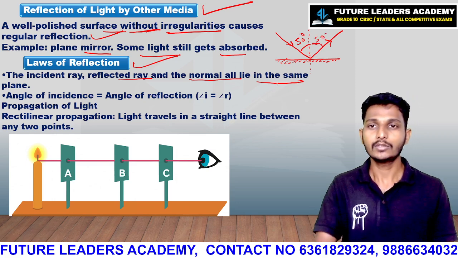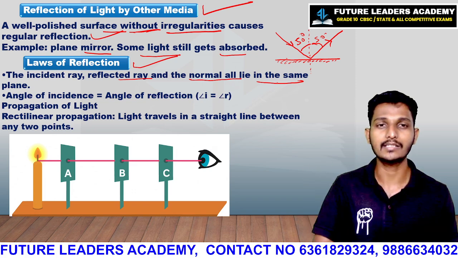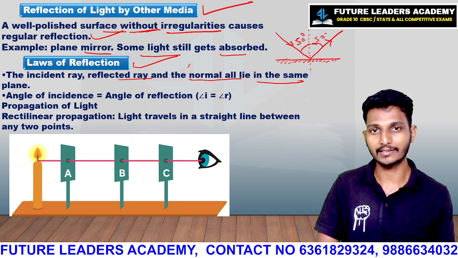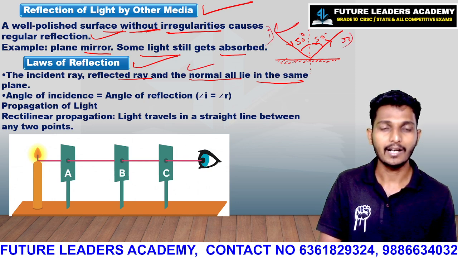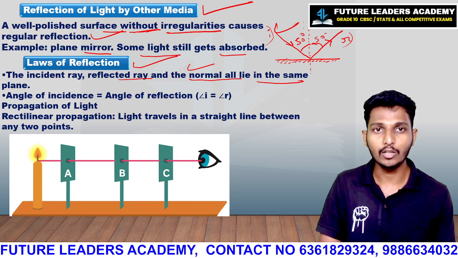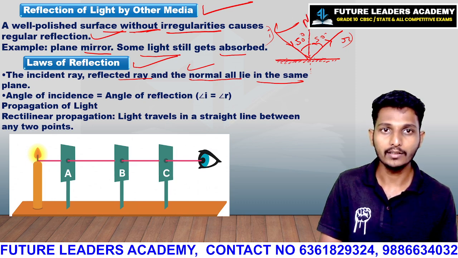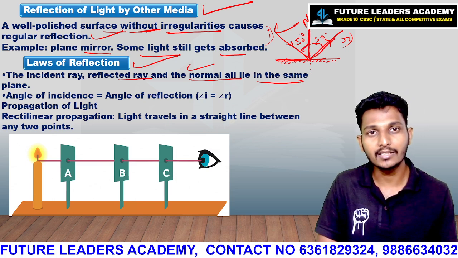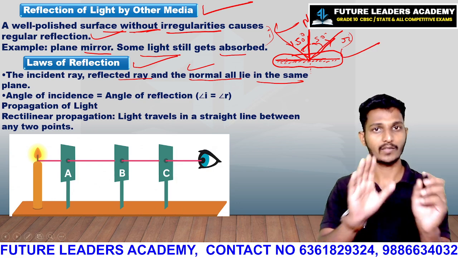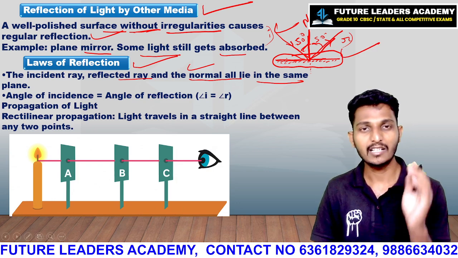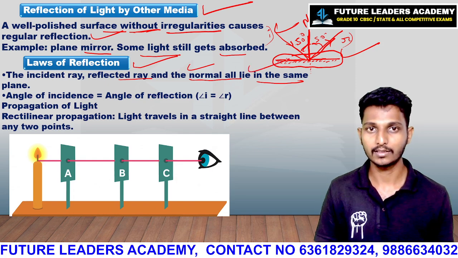So that is what the one law says. Second law, it's there exactly. If you consider the first law, it says that the incident ray I, the reflected ray R, and the normal N all lie on the same plane. Understood? The incident ray, reflected ray, and the normal to the ray all lie in the same plane. This is the first law.